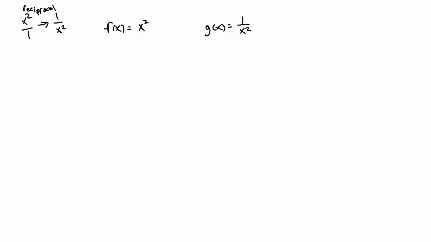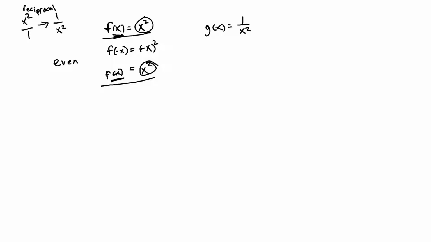So f and g, these two functions are reciprocal functions of each other. So if we recall, if we input a negative x here, then we're basically squaring something that's negative, and we're going to end up with basically the same answer. So we know that x squared is an example of an even function, because if we input a negative or if we input a positive, we end up with exactly the same thing.